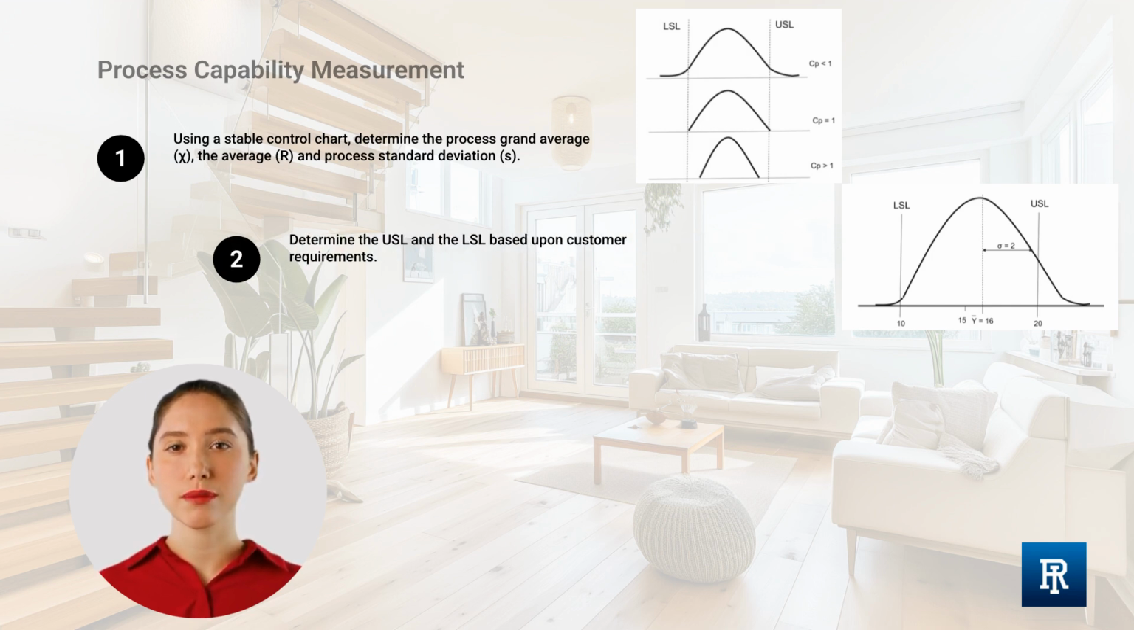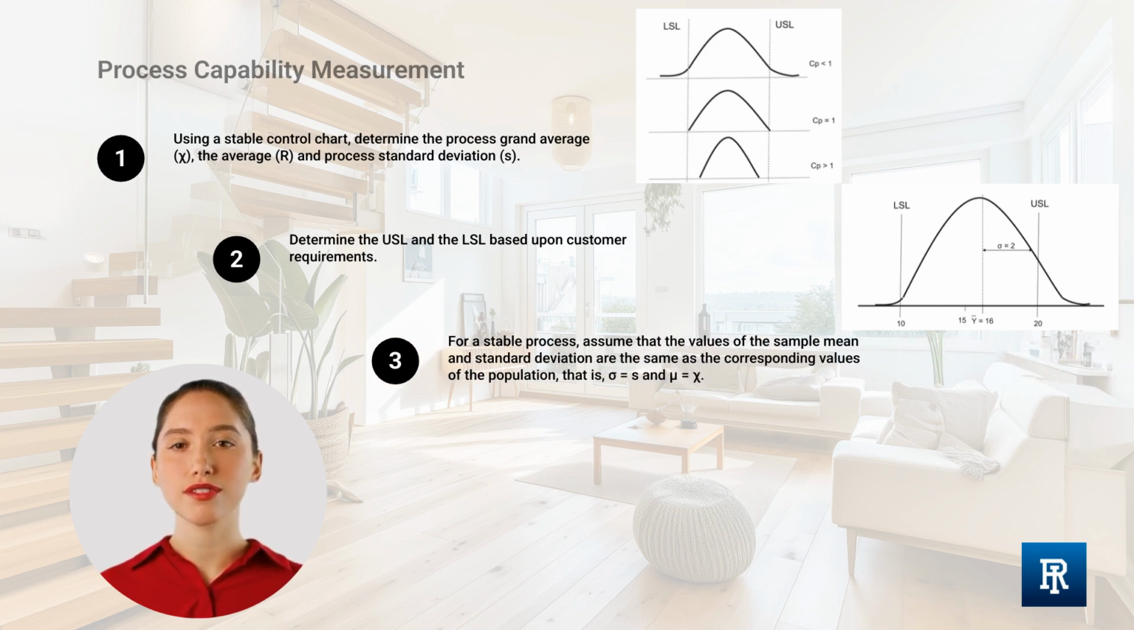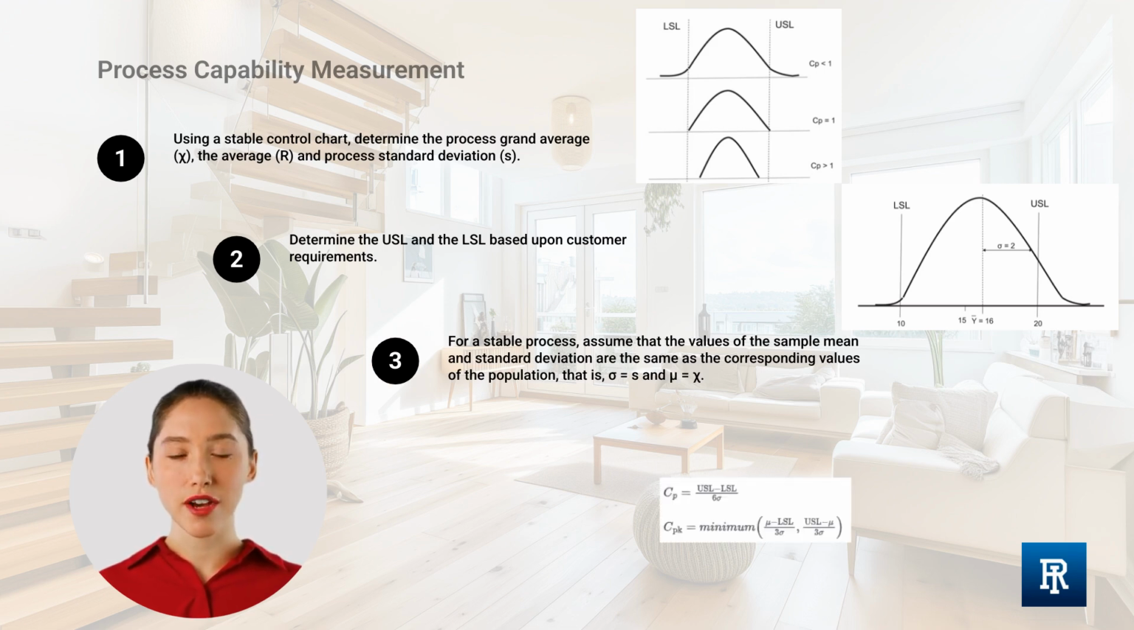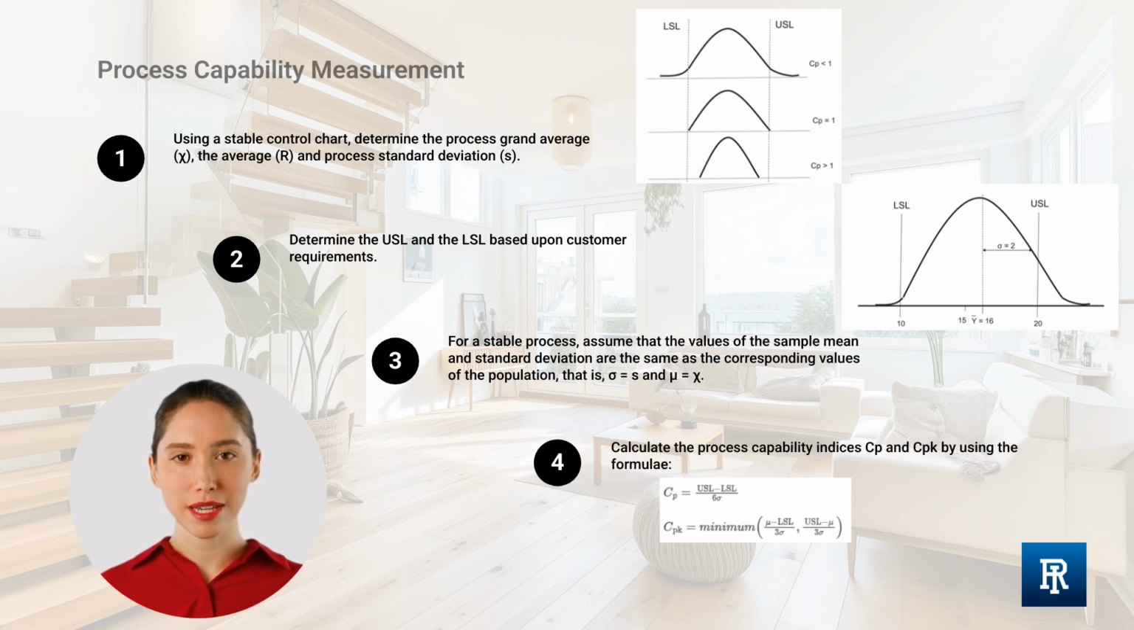Determine the upper control limit and the lower control limit based upon customer requirements. For a stable process, assume that the values of the sample, mean, and standard deviation are the same as the corresponding values of the population. Calculate the process capability indices CP and CPK. As a general rule, if your CPK is below 1.0, your process isn't cutting it. You'll miss specs. Above 1.33, that's usually acceptable.